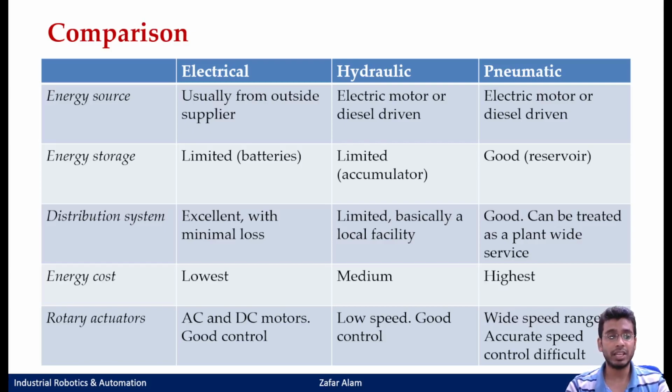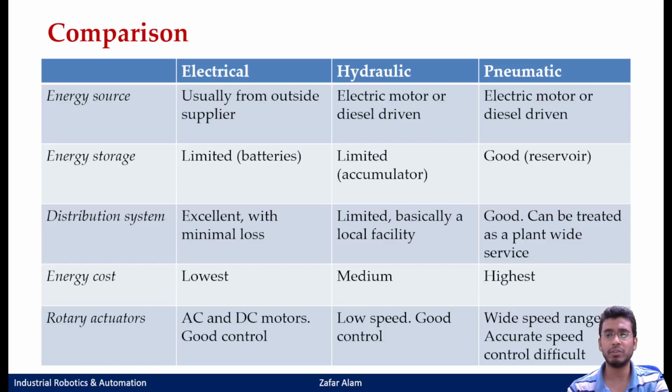Then if you talk about rotary actuators, in electrical systems of course you can have some of the best rotary actuators, in the case of DC motors and AC motors, which have pretty good control. In the case of a hydraulic system, those actuators have good control, but the speed would be slow. In the case of a pneumatic system, your speed can be high, because when the compressed gas expands and passes through your rotary actuators, it rotates them pretty fast.